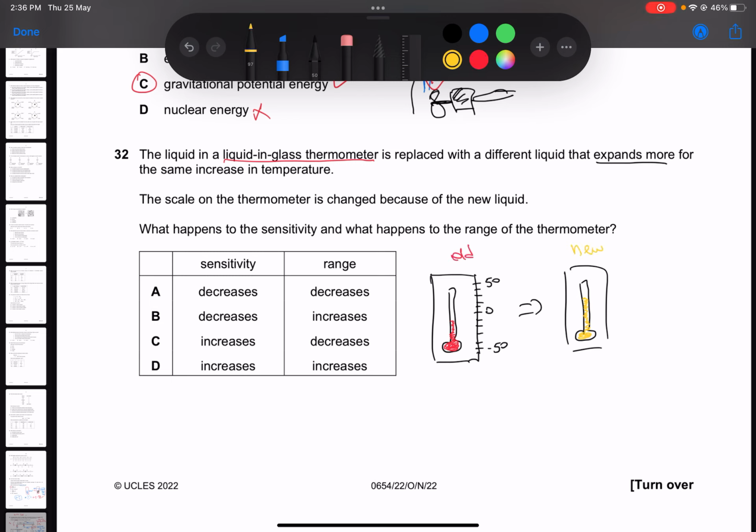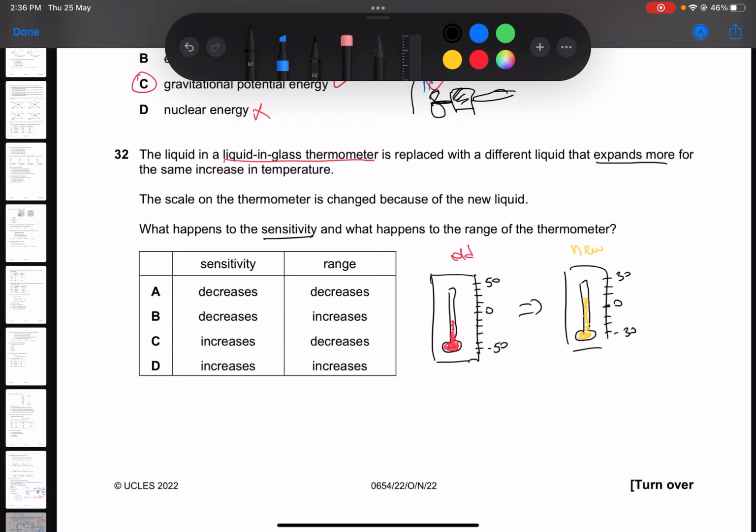For the new thermometer, our liquid expands more. It requires more place. We don't have it, so it will affect the range directly. Maybe it will have only 0, 1, 2, 3, maybe 30, or negative 30, or even less, okay? Because it requires more. So our range will decrease, definitely, right? So from 50, it decreased to 30. Can you see it? So our range will be different.